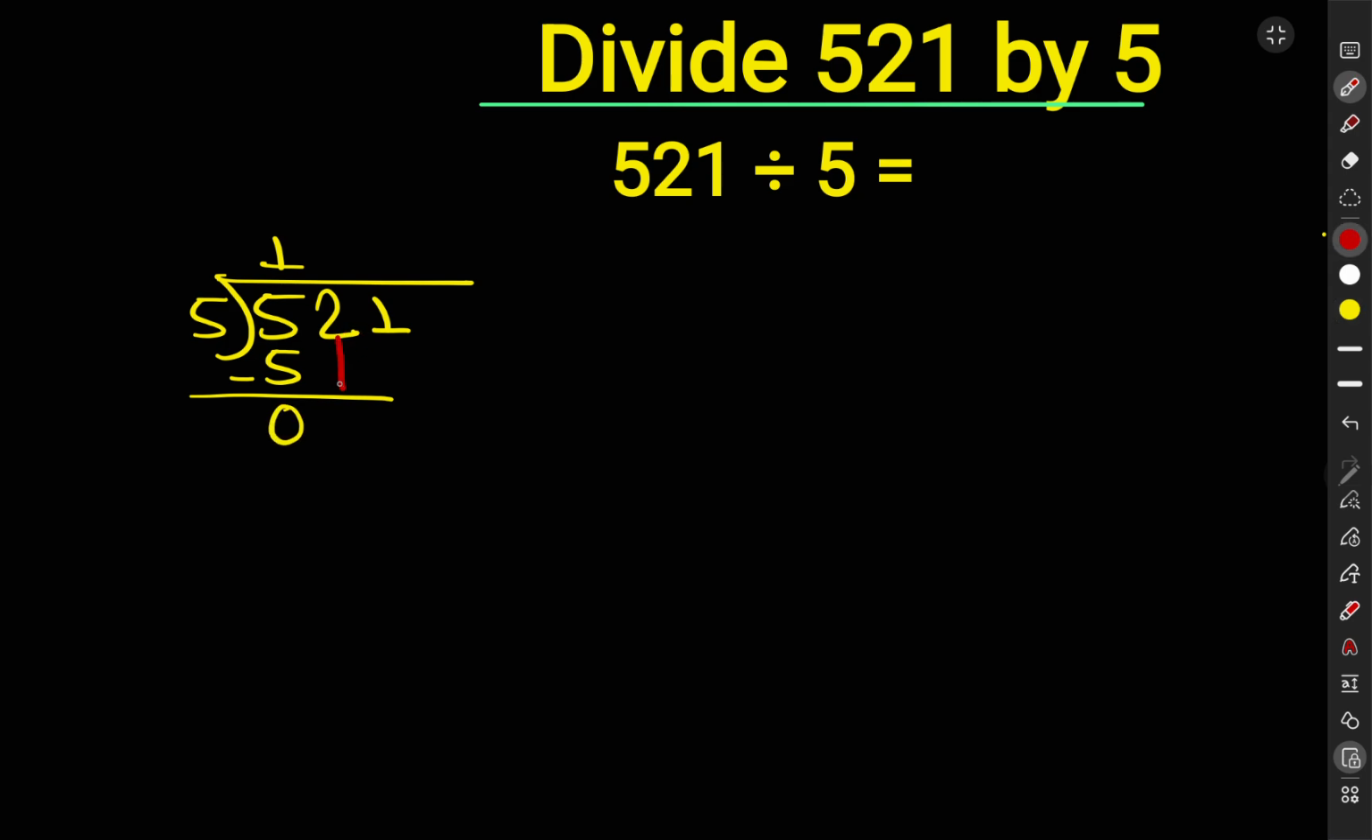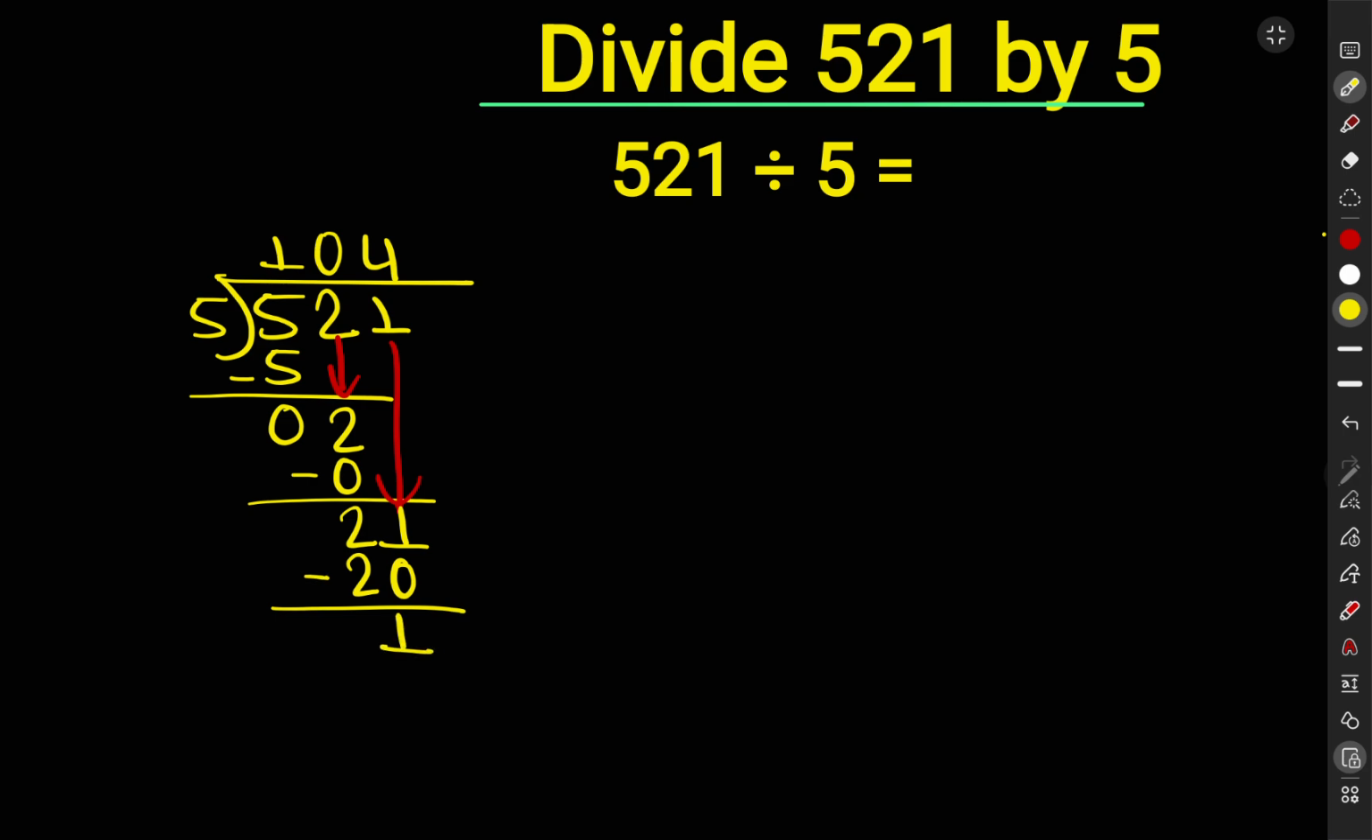So now we put down these two and 5 times 0 means 0. On subtracting we get 2. So again we put down this 1 and it is 21. 5 times 4 is 20. On subtracting we get 1.